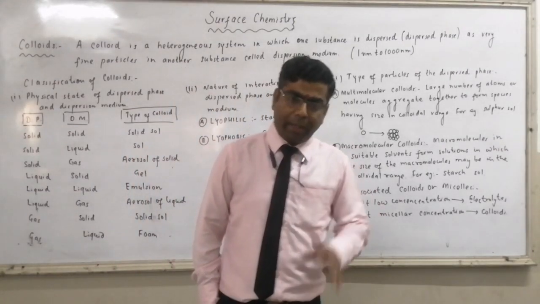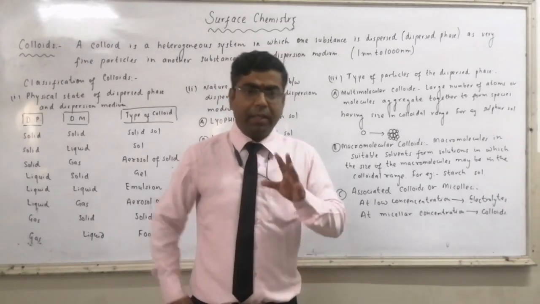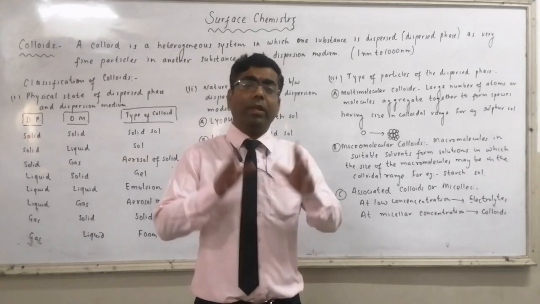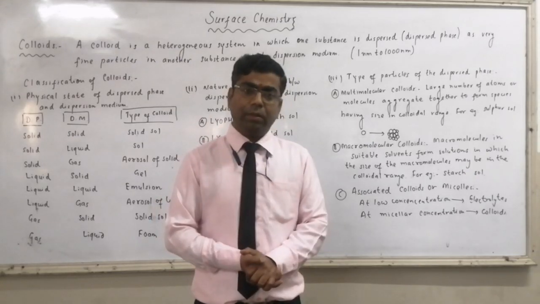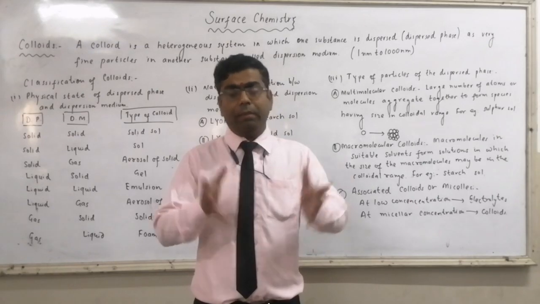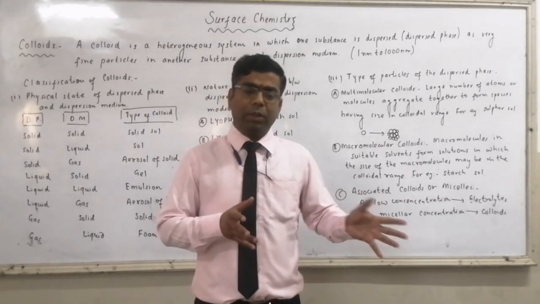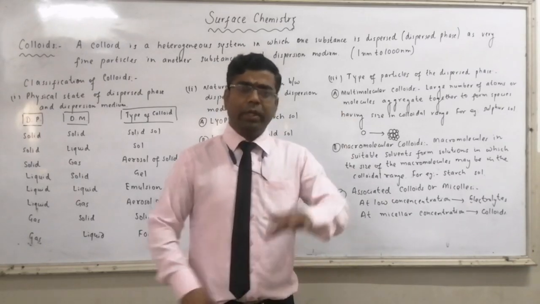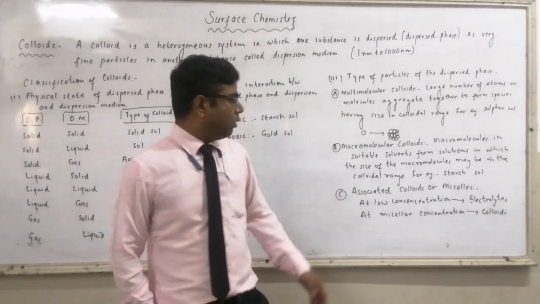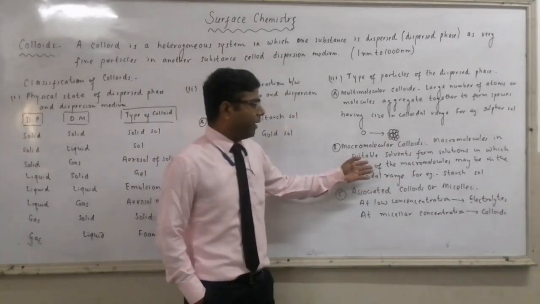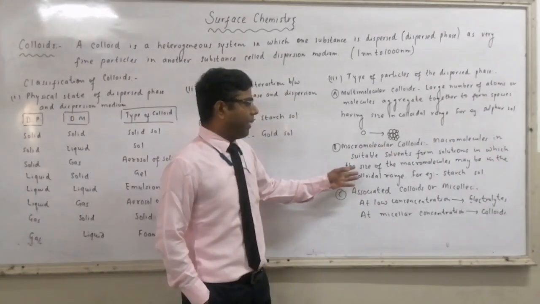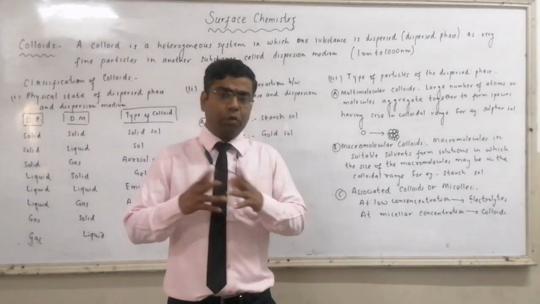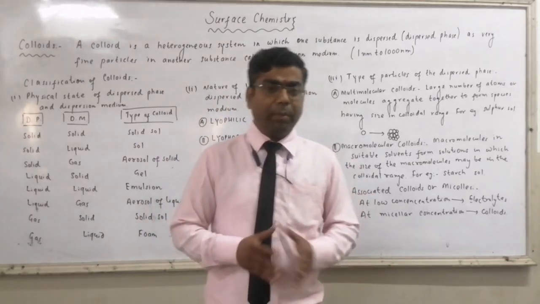Next one, macromolecular colloids. In macromolecular colloids, the dispersed phase particles are large enough. Their size ranges between 1 nanometer to 1000 nanometer. So simply adding them to the dispersion medium, we will get macromolecular colloids. There is no need of aggregation. So here, macromolecules in a suitable solvent form solutions in which the size of the macromolecules may be in the colloidal range. Example, starch sol. We can also use cellulose sol. It can be protein sol. It can be enzyme sol.